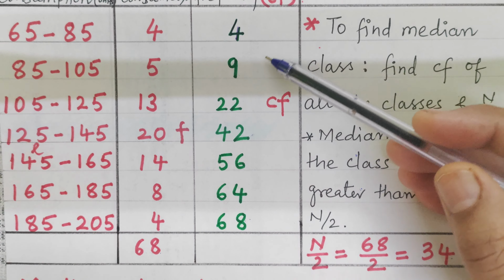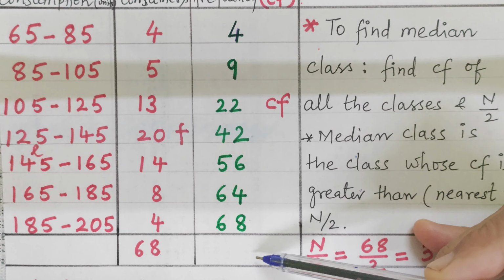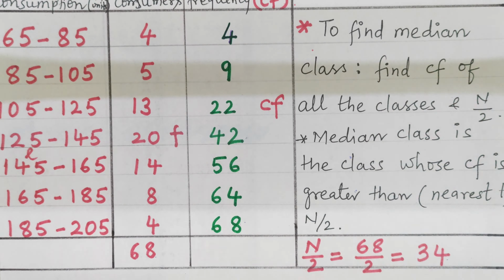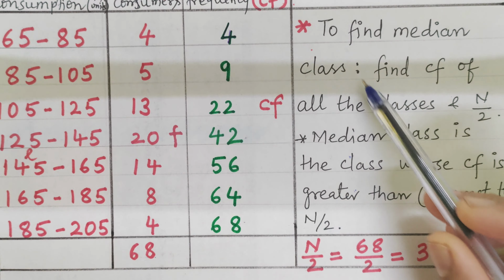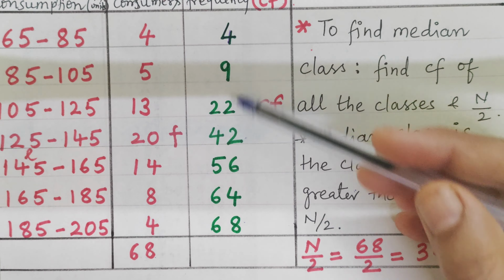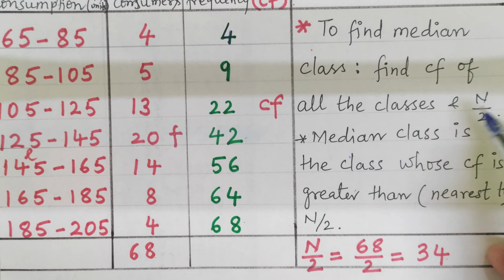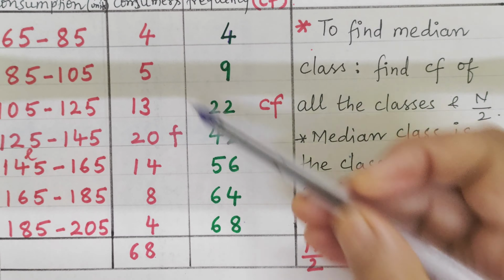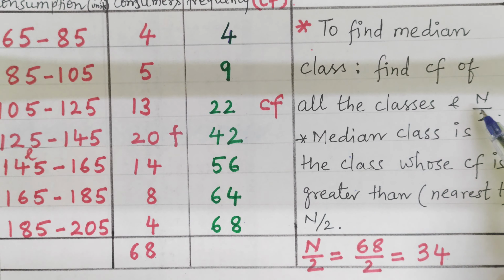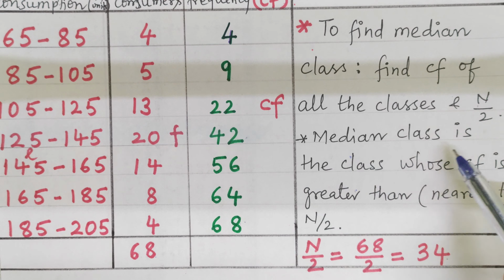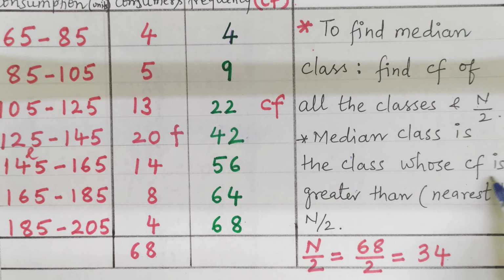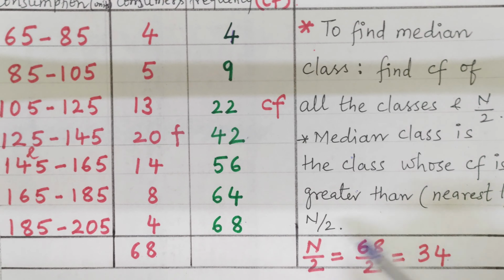After making the column for cumulative frequency, we will have to select the median class. And how to select the median class? To find median class, find CF of all the classes which we have already calculated and n by 2. What is n by 2? N by 2 is sum of all the frequencies divided by 2. Now median class is the class whose cumulative frequency is greater than or nearest to n by 2.